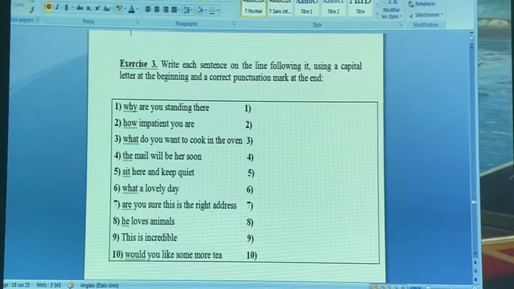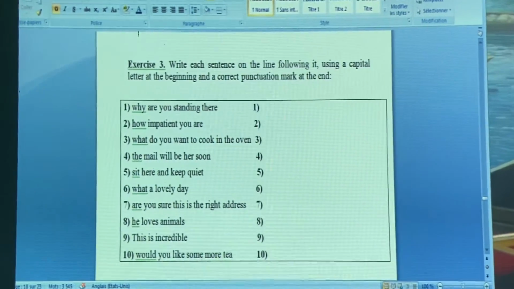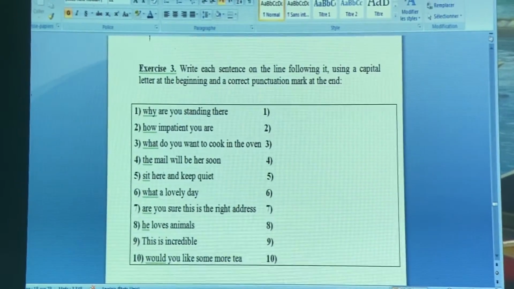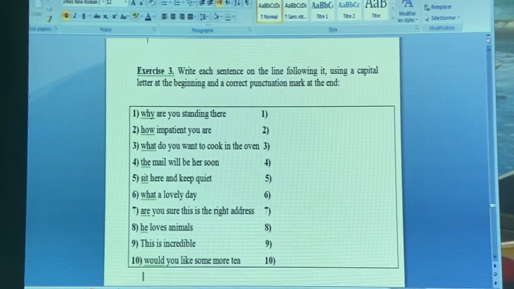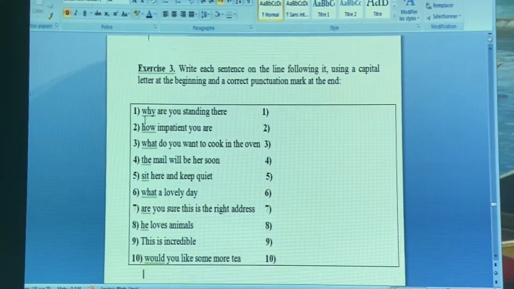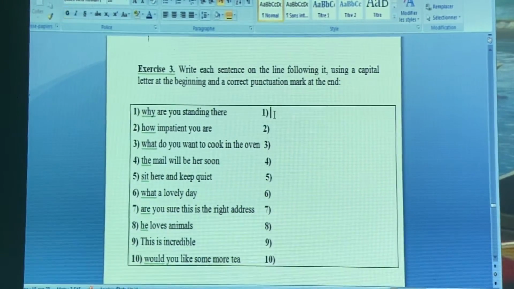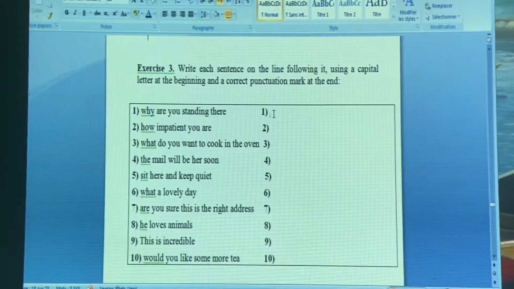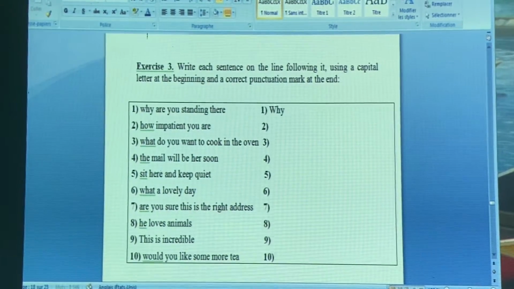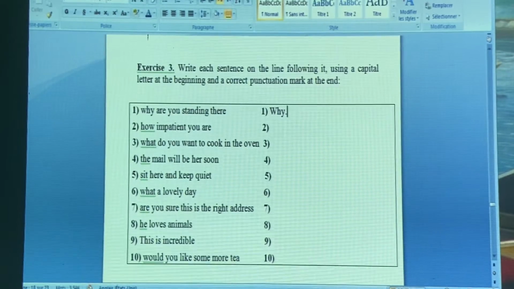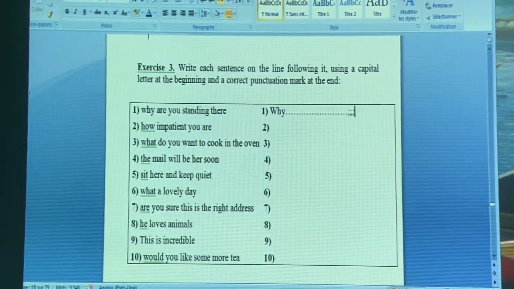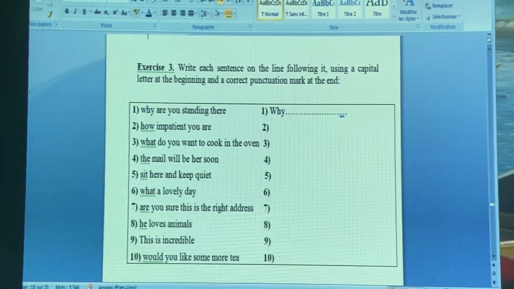Write each sentence on the line following it, using a capital letter at the beginning and a correct punctuation mark at the end. So, why are you standing there? We need a capitalized W, okay? Why are you standing there? So we continue the sentence, and in the end, what do we have? We have a question mark.